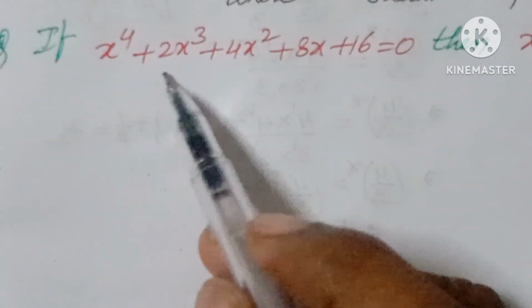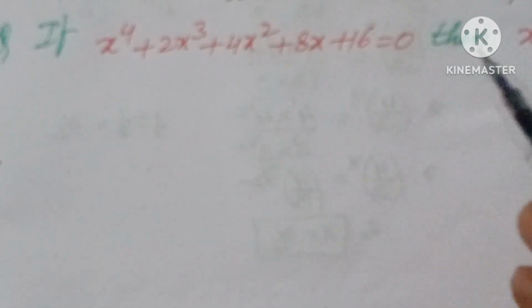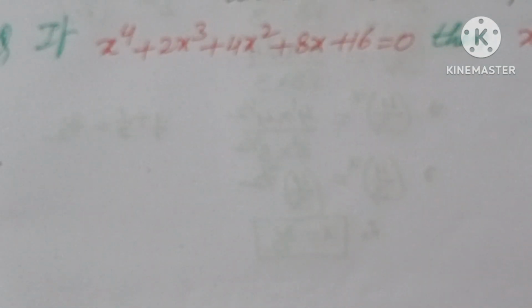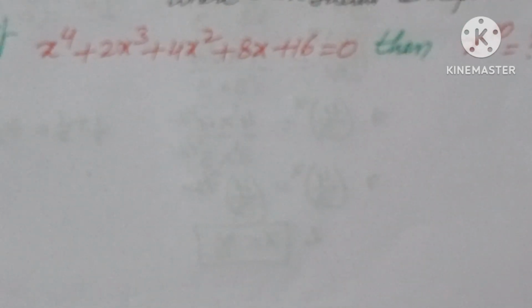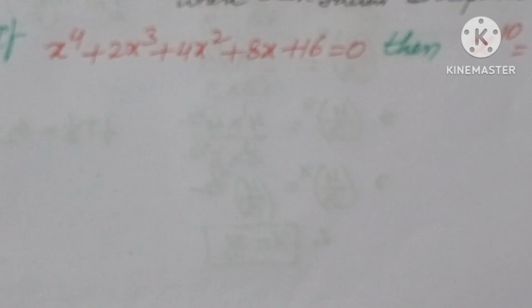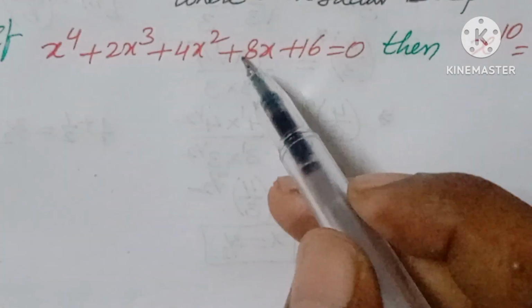The question is: given x to the power of 4 plus 2x cube plus 4x square plus 8x plus 16 equal to 0, then find the value of x to the power of 10. Now, as you are going to solve this problem, pause the video for 10 seconds and try it.